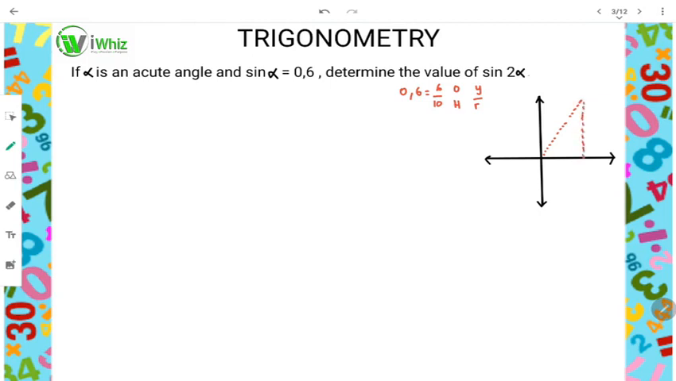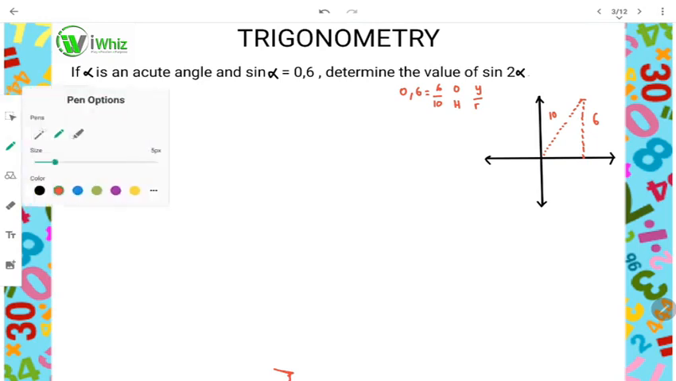Remember that the value of Y is going to be 6. The value of R is going to be 10 from the example that we have. So what can we say then can be our next step? We've drawn our triangle. We know that this is 6 and this is 10. What do we need to calculate?